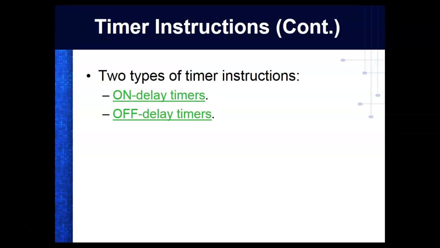So, on delay timers and off delay timers. On delay timers start timing after the rung is true. Off delay timers will start timing after the rung goes false. So now we've moved over to PLCs, right?